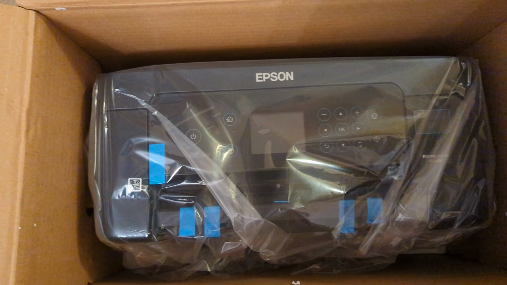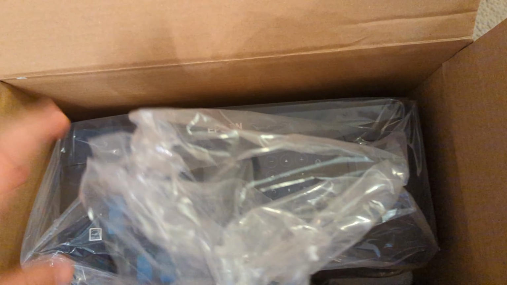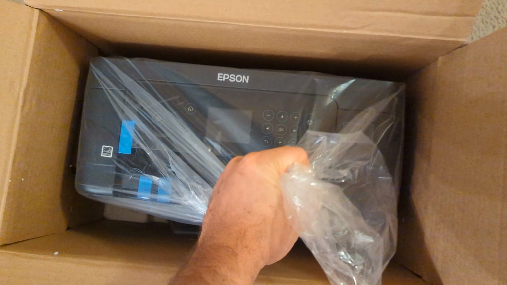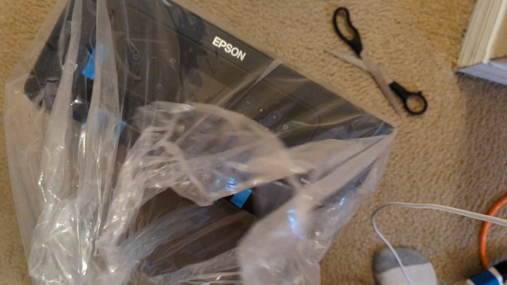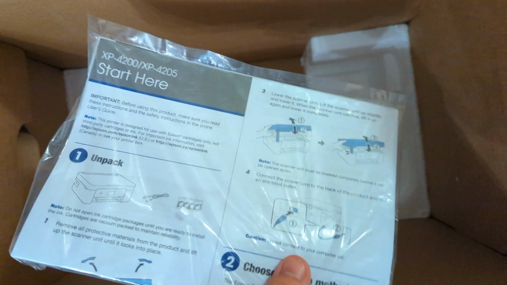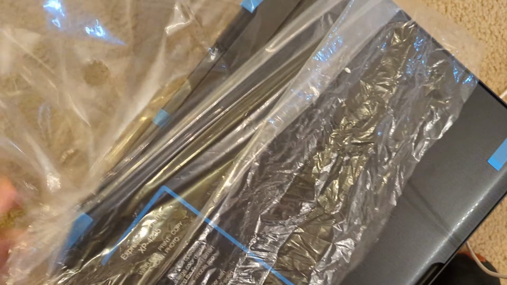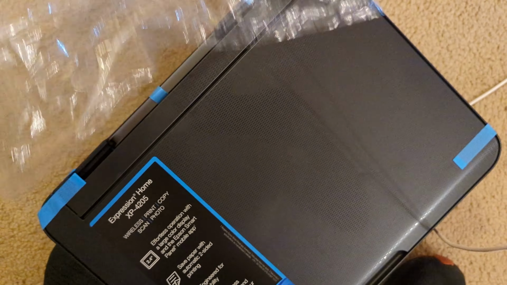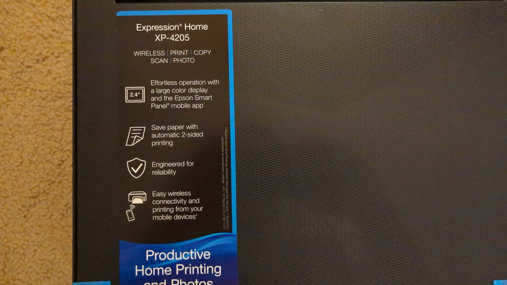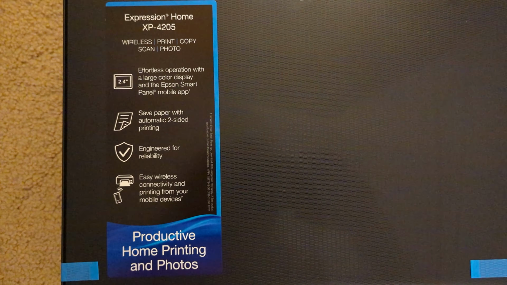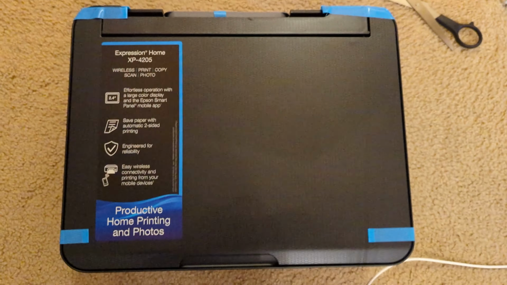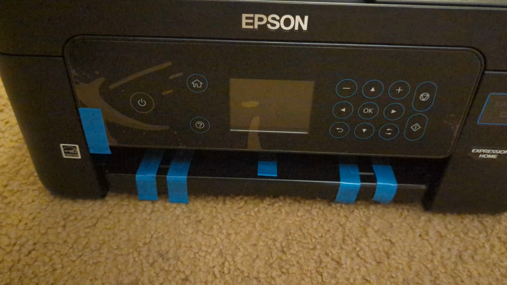Here's the printer. Let's pull the bag out. Comes out nice and easy. Inside the box is the instruction booklet. Let's take the printer out of the bag. Take that bag off. Has the same information on the top. There's a look from the top down. All right, let's get the tape off and start it up.